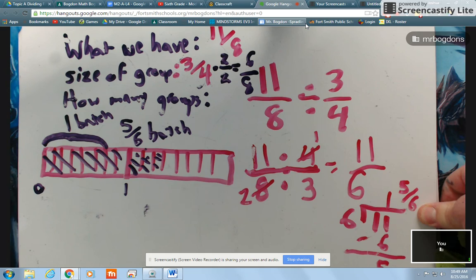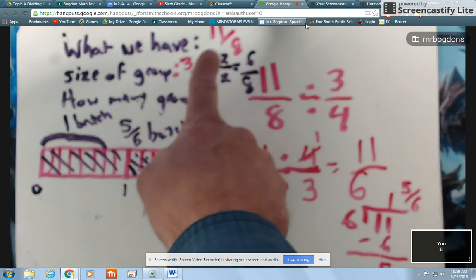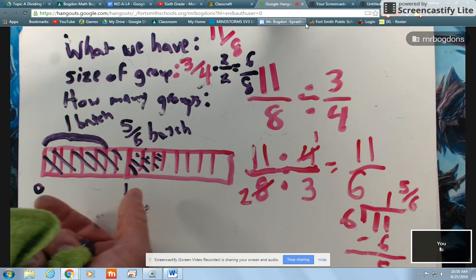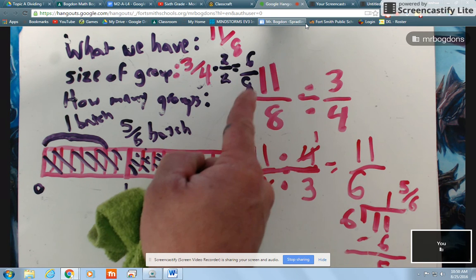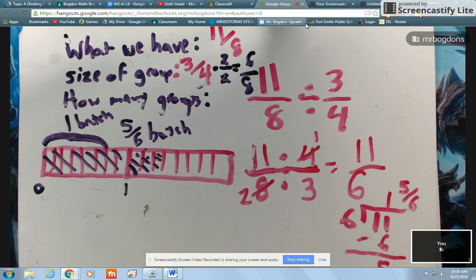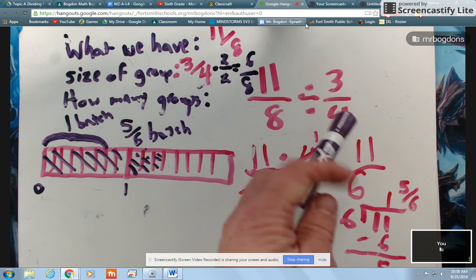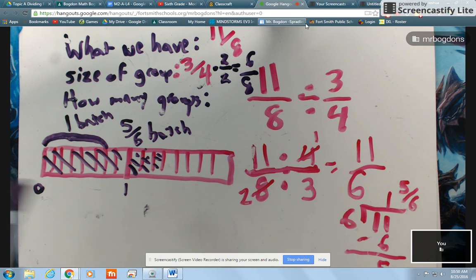I end up with a mixed number, and then I make a model of what I had to share. I split it into equal size groups, in this case 6/8 size. And then I figured out how many of those 6/8 I can pull out of what I had to share. Focus on the math first. Use the model to confirm. I think that'll probably end up helping us.